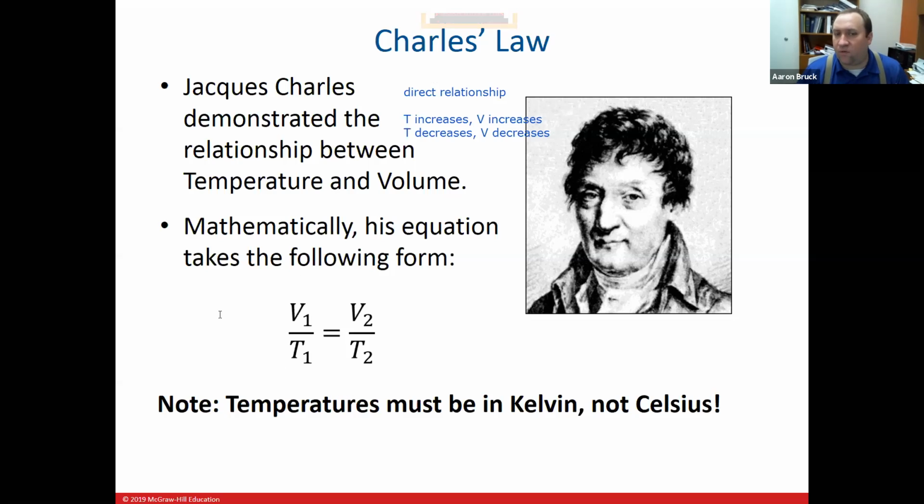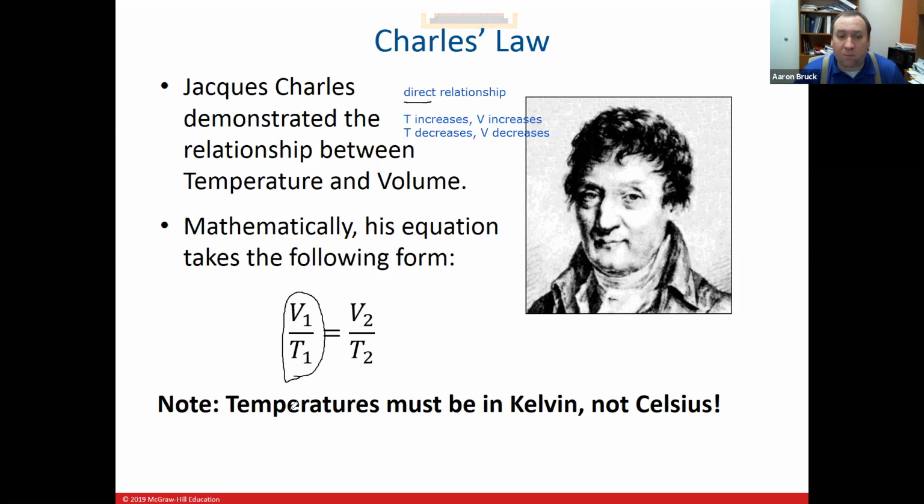Now, notice the difference in the mathematics here. When they were inversely related, my ones were all multiplied together. My twos were all multiplied together. Notice here, we've got a direct relationship, and that direct relationship leads to division. Direct relationships lead to division. Inverse relationships lead to multiplication.